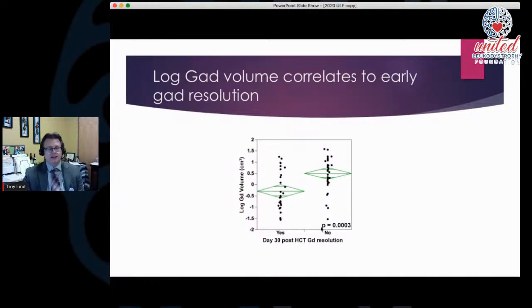And again, just like in the table, the p-value is 0.0003, so pretty robust p-value. So the more of the gadolinium you had, the longer it took to go away, which again intuitively makes sense, but until this point, nobody has really demonstrated it numerically.